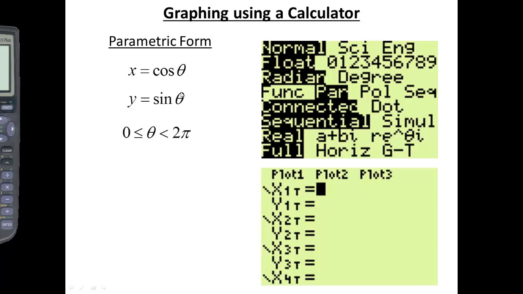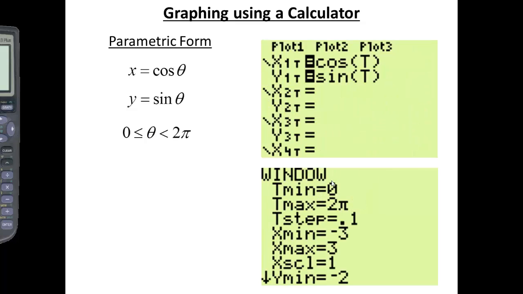Remember, the letter is irrelevant. It's an input value. You can call it whatever you want. So when I type the two functions in, I get cosine and sine. Again, it's t, not theta, because the calculator is only going to give you one option. I'll go ahead and go to my window just like I did before, but notice when I pull up my window, I'm going to see something new.